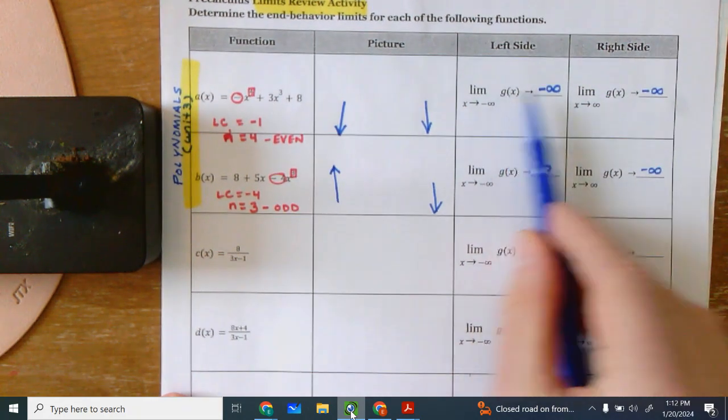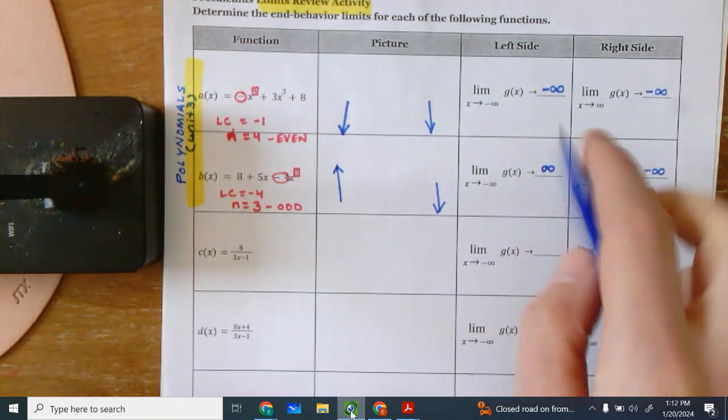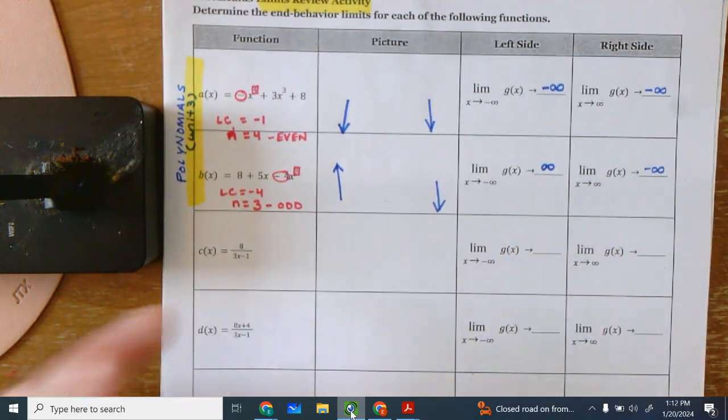By the way, I guess I never changed these. See how these are all g of x? They should be A of x, B of x, C of x, and so on.